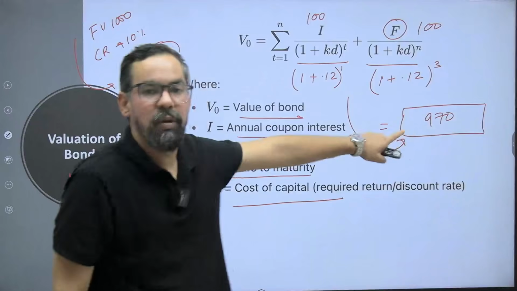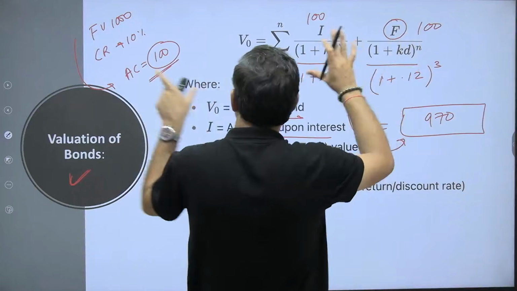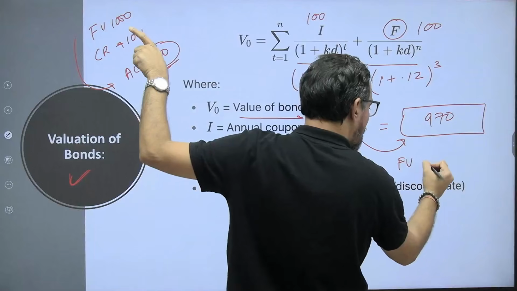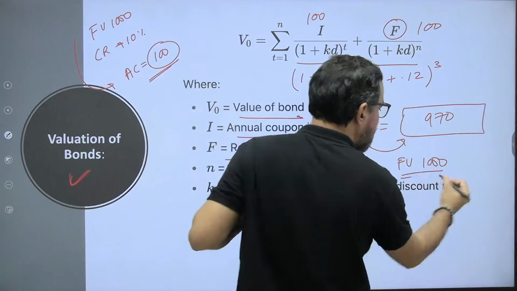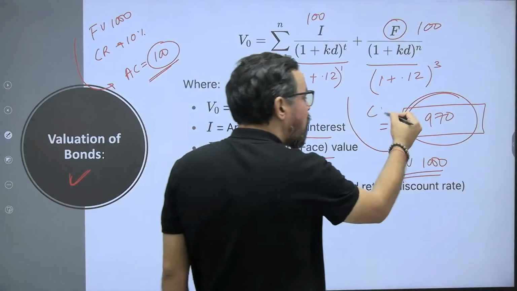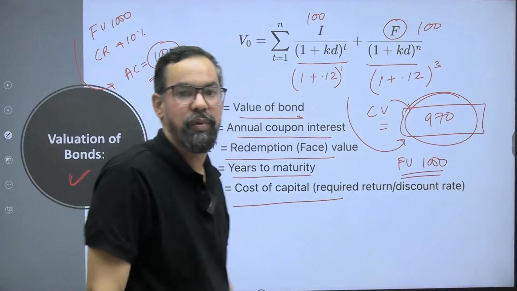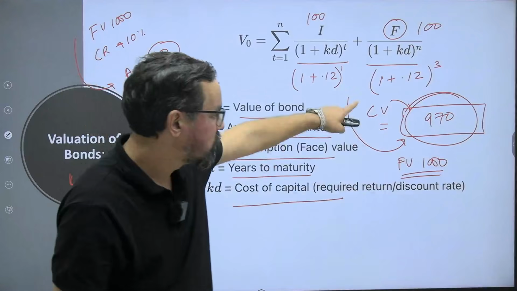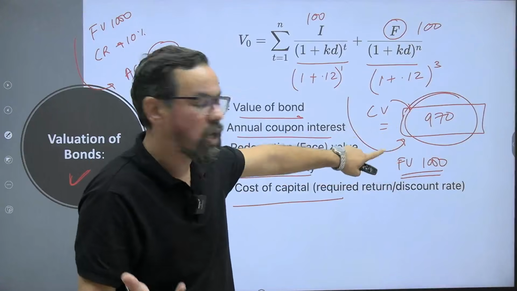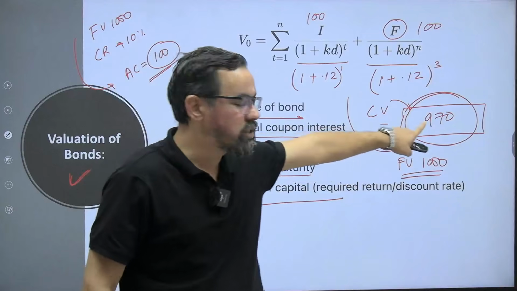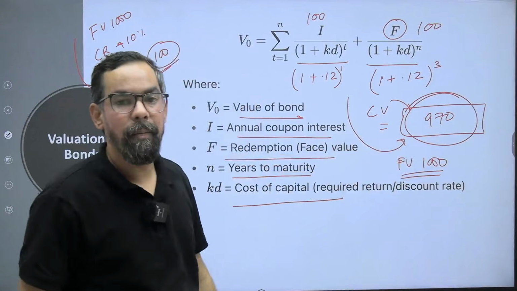If it is 970 rupees, that means the face value is 1,000, and the current value of the bond is 970 rupees. That means it is in discount and you should buy that particular bond. This is a discount case. It is a case of discount when face value is greater than the market value. So this is on discount and you should buy.